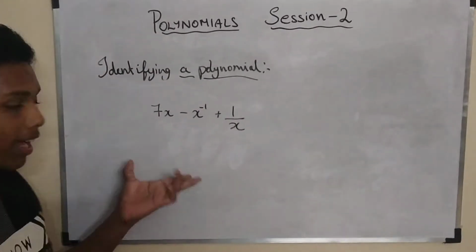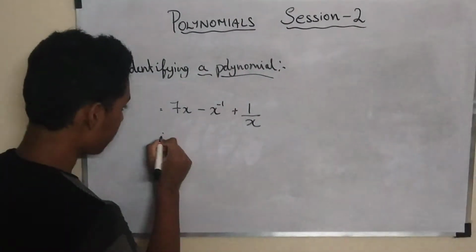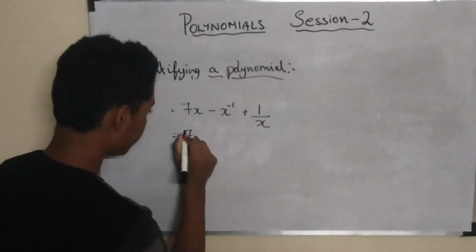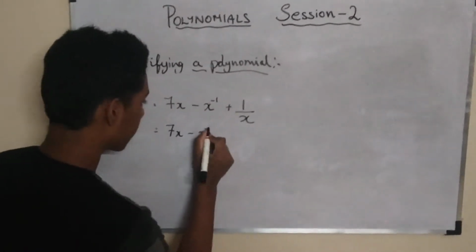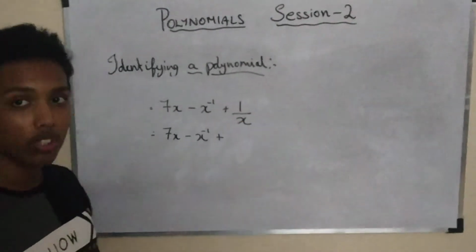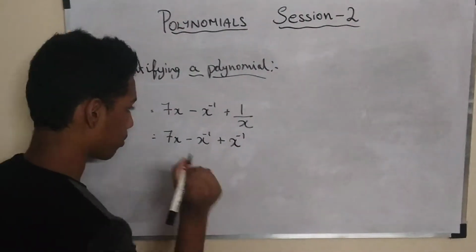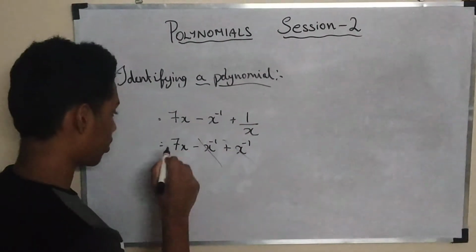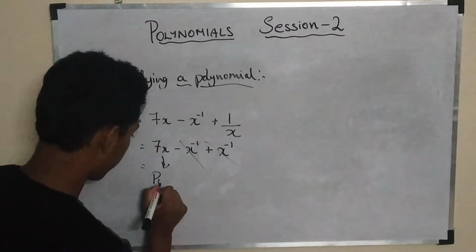Now the first step I told you is that you should make it in simplest form. Now can we make it in the simplest form? Yes. So 7x minus x power minus 1 plus 1 by x. Now 1 by x can be written as x power minus 1. So there is plus x power minus 1 minus x power minus 1. Cancel these both. So remaining is 7x. Easily we can say that it is a polynomial.